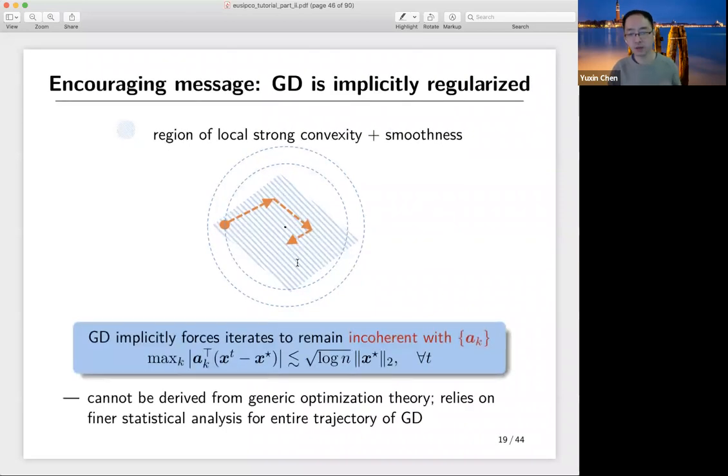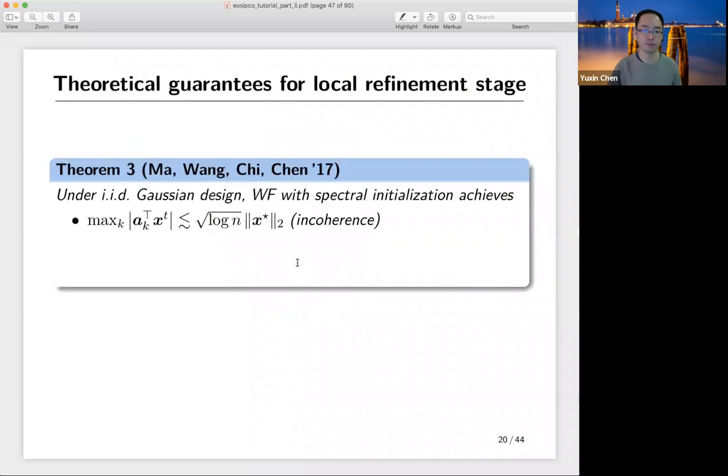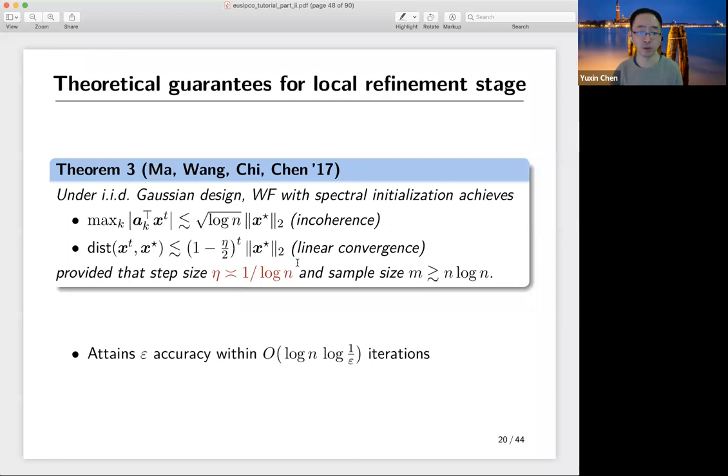This is a very intriguing thing. It can be derived from generic optimization theory, but it actually relies on some very fine-grained statistical properties of the gradient descent trajectory, which in turn allows us to obtain much better theory. So this is the final theorem that we have, just to remind you. First of all, for every single point in the trajectory, it is almost orthogonal to any of the design vectors a_k. This is a so-called incoherence property, specific to this problem. And then we have linear convergence, even when the step size is almost a constant. Putting everything together, we guarantee that the algorithm attains epsilon accuracy within roughly a logarithmic number of iterations.